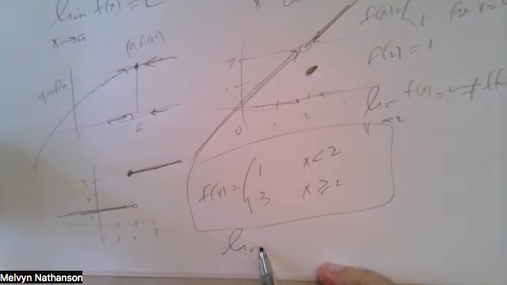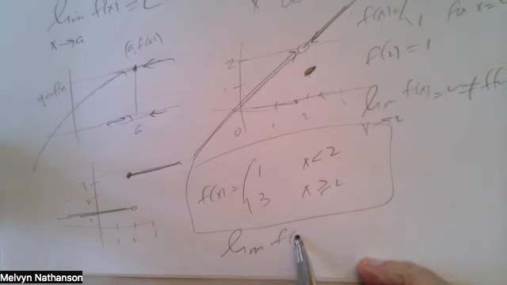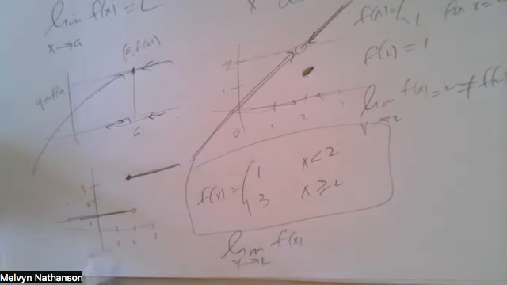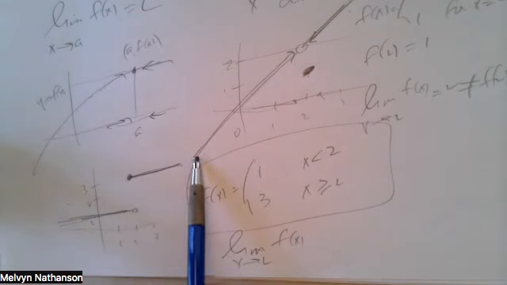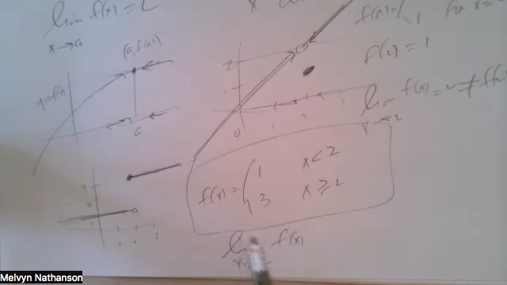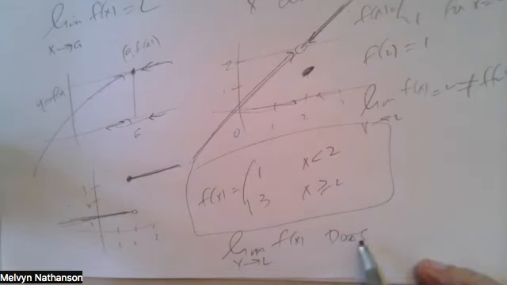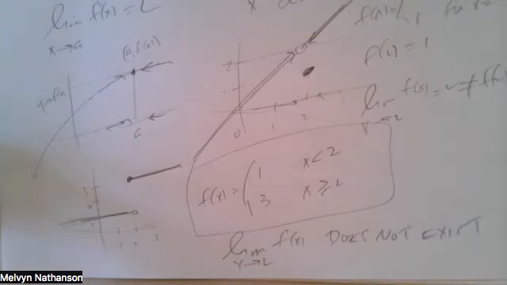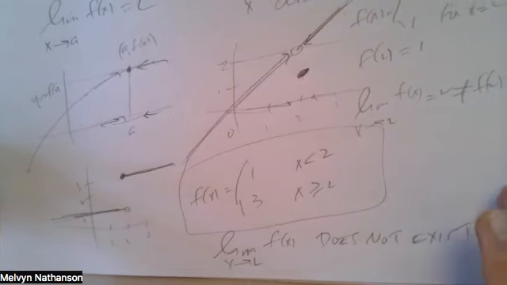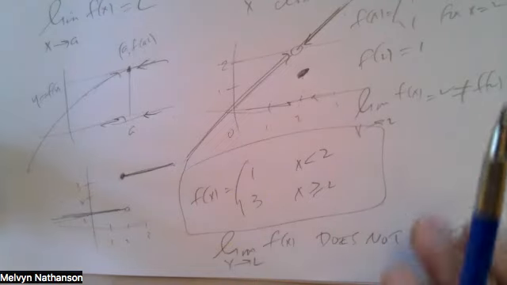And what will we say is the limit of f of x as x approaches 2? Well, if you approach 2 from the left, the function is equal to 1. But as you approach 2 from the right, the function is 3. So there's no single number that f of x gets close to as you approach 2. So for this, we would say this limit does not exist. That limit doesn't exist. So limits of even simply defined functions don't necessarily exist.